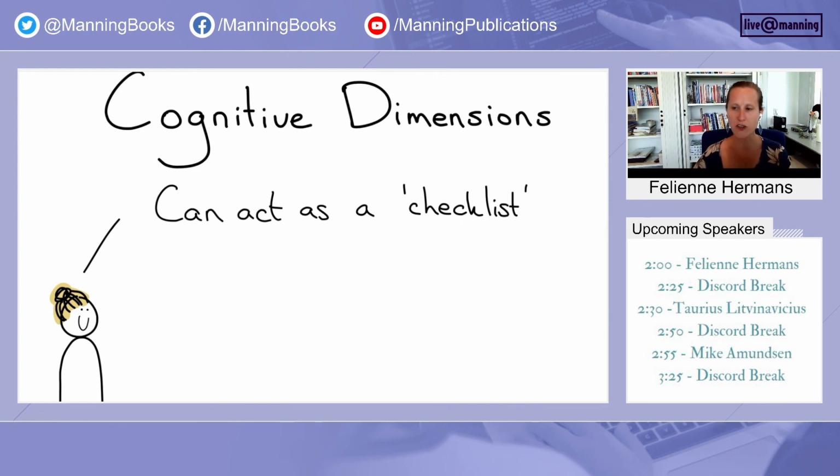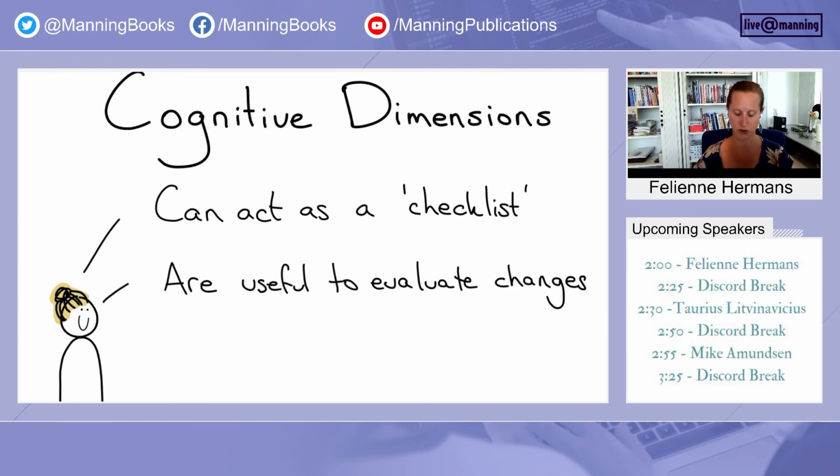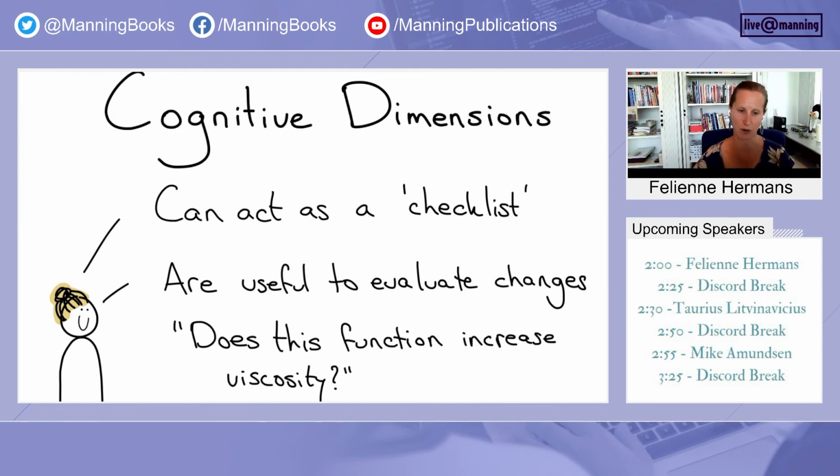And where this is especially useful is to evaluate changes. It's very hard to say how is our viscosity now at this point, or how hard is it to change something. But if a new feature is added, a new function, a new method, a new object, then you can say, this new feature, how will this impact the viscosity? How will this impact the error proneness? So making a change to the language is a great moment to start checking the checklist of cognitive dimensions and to see what this new function does on all of the dimensions.